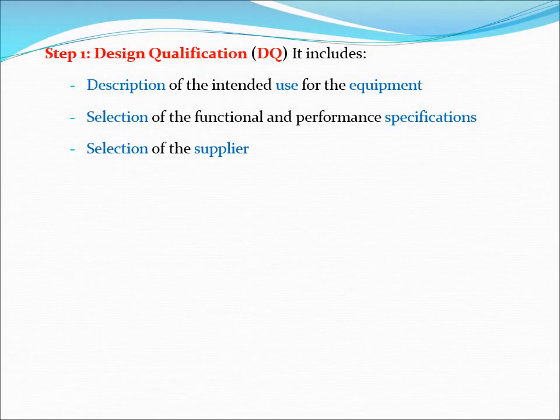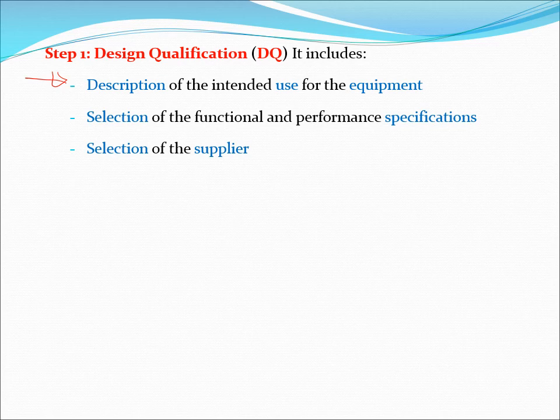First step in validation is design qualification. The word design qualification means, for example, if we want to purchase a tablet compression machine, first we need to describe what is the use. Okay, so the use is to compress the tablet. We need a tablet machine, so that is the first step: description of the intended use of the equipment.